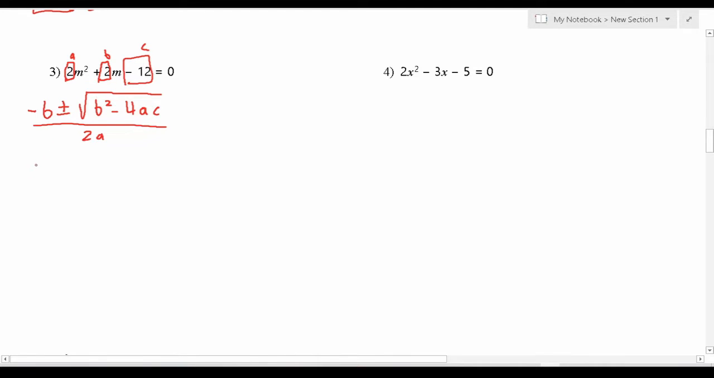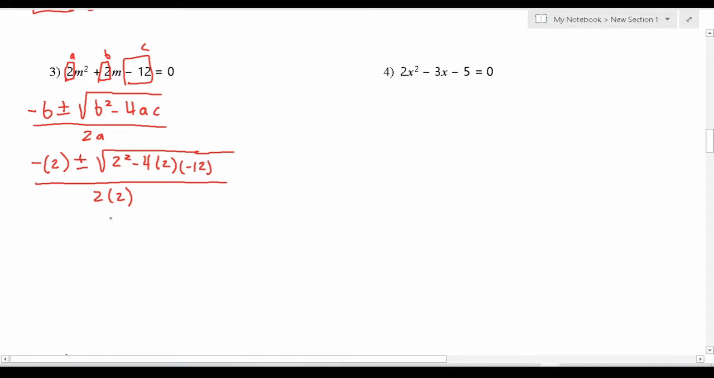Again, b is 2, so we're going to plug that in. Plus or minus b squared, which is 2 squared, minus 4. A is 2. And then c is negative 12. And again, that's all over 2 times a. In this case, a is 2, so this is 2 times 2. Let's keep working this out. Again, negative times positive 2 is going to just be negative 2. Plus or minus. Let's work out what's under the radical next.